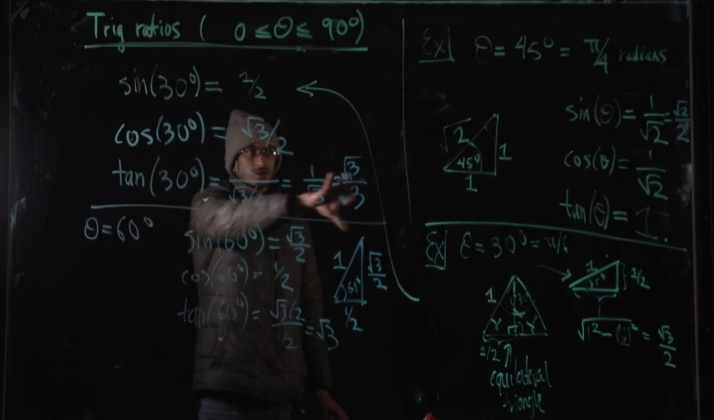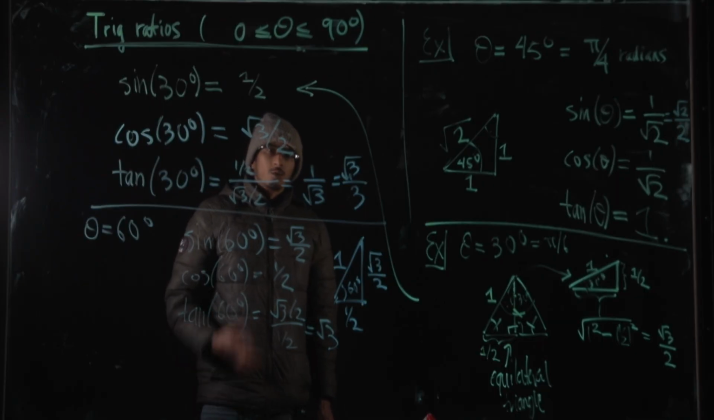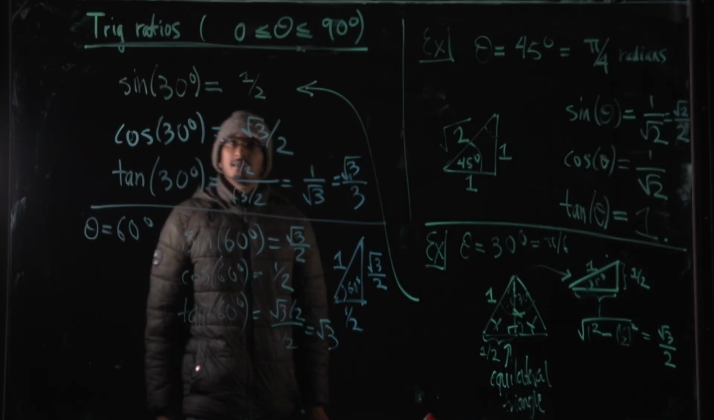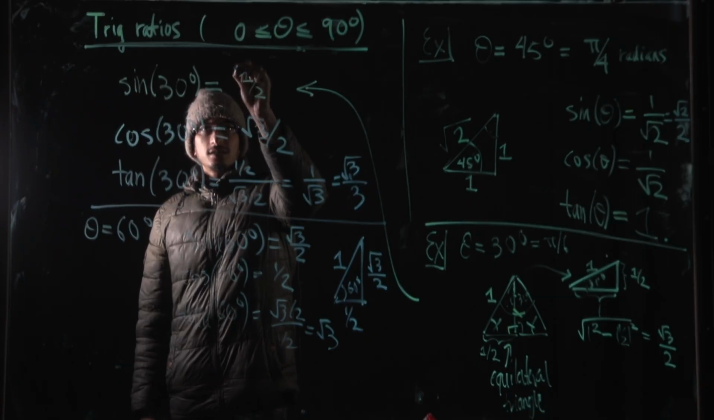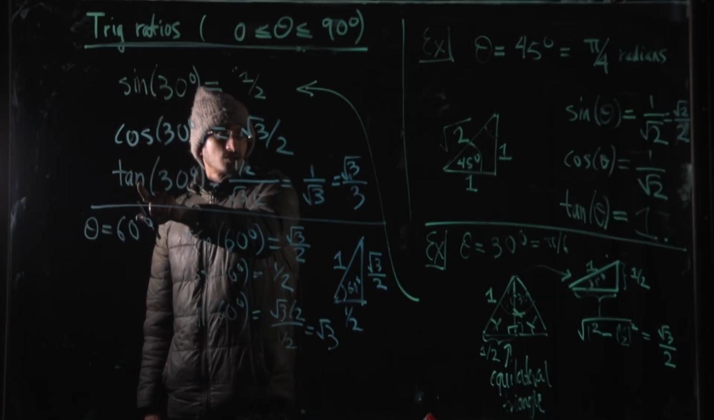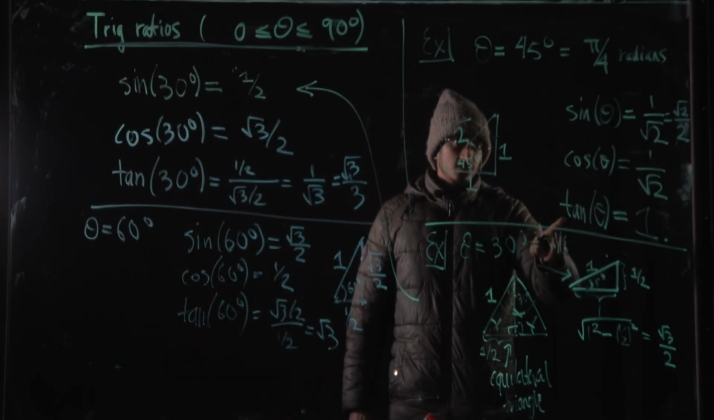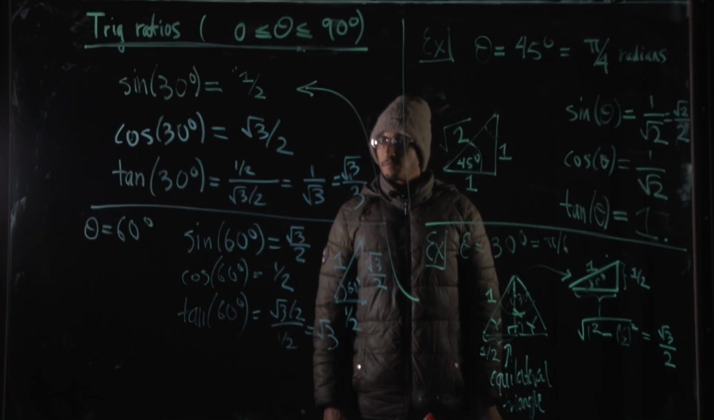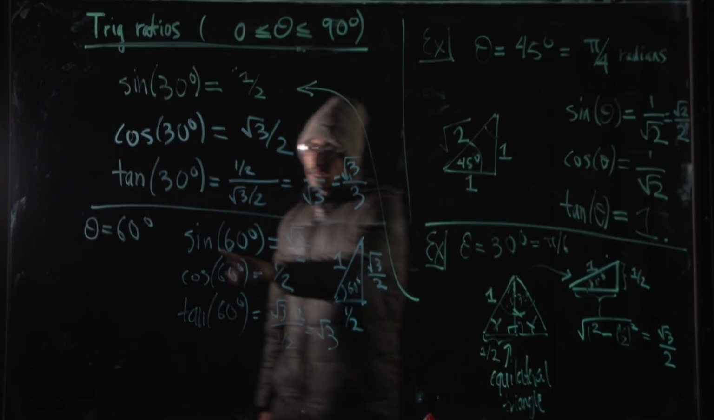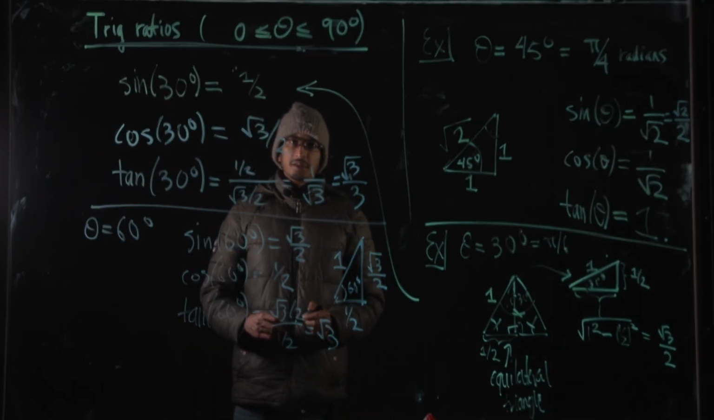Okay, so these are good ratios to know how to derive on the spot, so well that it's practically memorized. Sine of 30, cosine 30, tangent 30. Sine 45, cosine 45, tangent 45. Sine 60, cosine 60, tangent 60. Those are all ratios that you should know.